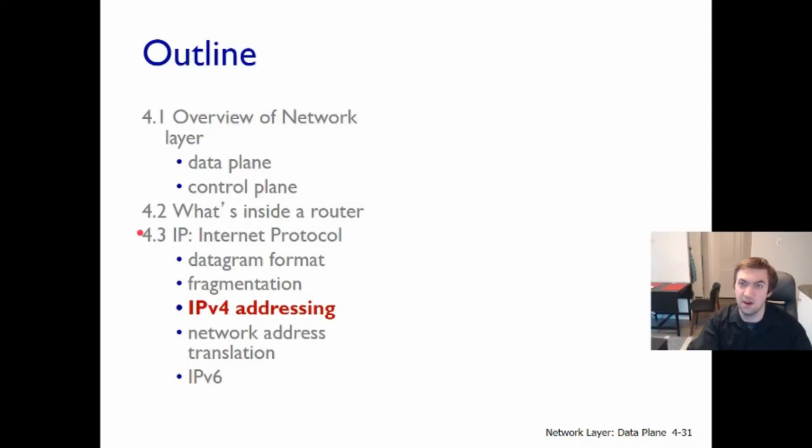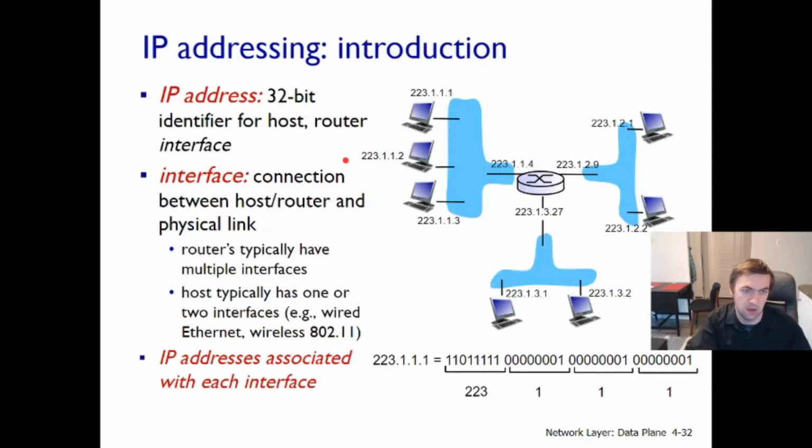Let's start digging into IPv4 addressing. As a brief introduction, an IP address is a 32-bit identifier for a host or for a router interface. An interface is just a connection between a host or a router and the physical link. Most routers will have multiple interfaces. You can see that this one has 3 here. Each one has its own different IP address. A host typically has 1 or 2 interfaces. You might have one for wired Ethernet, another one for Wi-Fi. Each interface is associated with a single IP address, and it might look something like this.